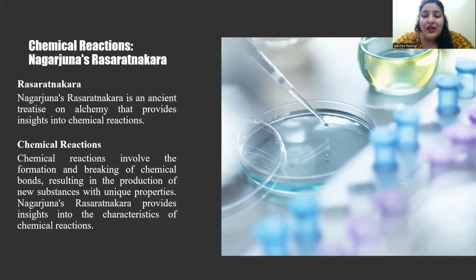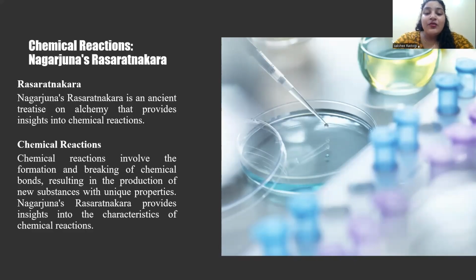So, what are the chemical reactions? In Rasa Ratnakara, the chemical reactions described involve the transformation of substances through various processes, such as combination. Combination is the union of two or more substances to form a new compound. Separation is the separation of a compound into its constituent elements. Transformation is the change of one substance into another.